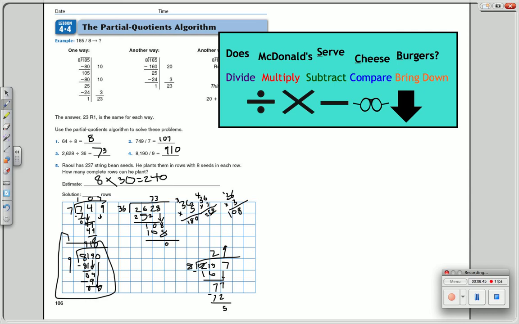Okay, so if you lined up your problem just like I did, you would have gotten your answer as 29 with a remainder of 5. Now I've got to go back to the question because that doesn't make sense. 29 remainder 5 rows. The question asks how many complete rows can he plant? Well, he can only plant 29 complete rows, and there are just 5 seeds left over. I'm going to ignore the rest of the seeds because it asks how many complete rows can he plant.